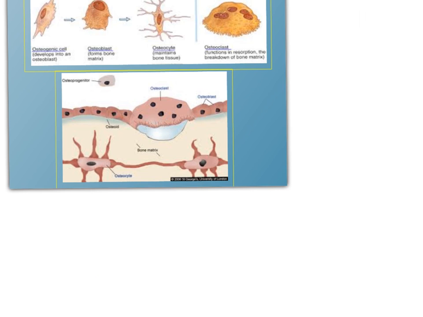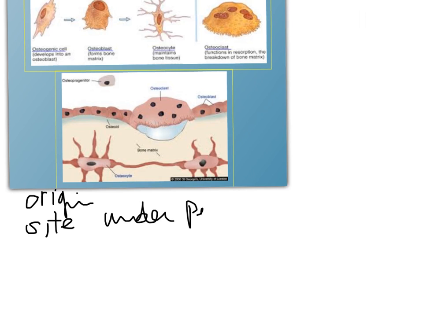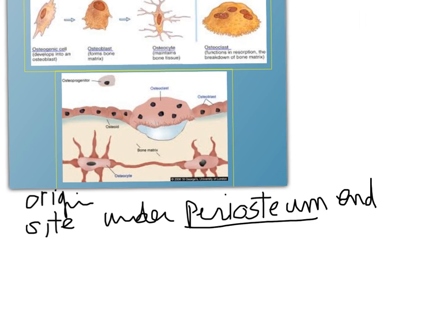Then we will talk about the other cell, which is the osteoblast or the bone-forming cell. As regards the origin, we have said it is from the osteogenic cell. As regards the site, it is present immediately under the periosteum, so it is very near to its mother, as well as under the endosteum, so it is very near to its mother, which is the osteogenic cell.